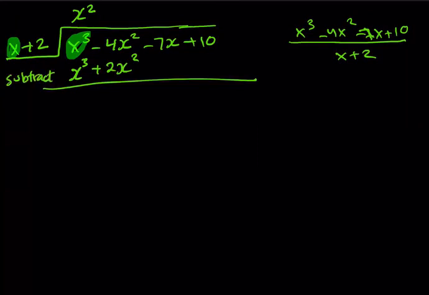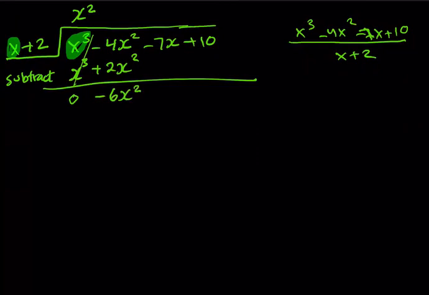And when we subtract, that means you're going to change the signs basically, because x cubed minus x cubed is going to be 0 here. So this is going to be 0. Subtract like you do minus. And then minus 4x squared minus 2x squared is minus 6x squared.